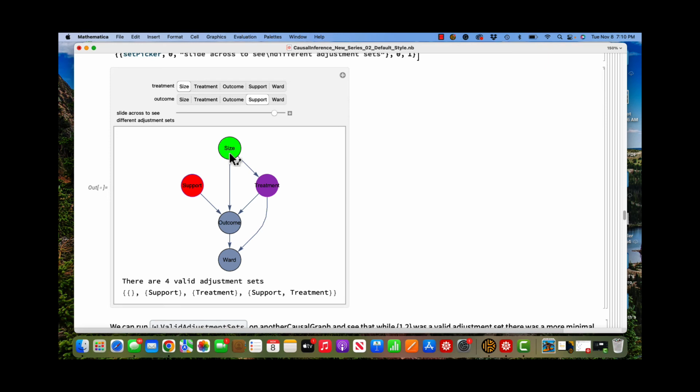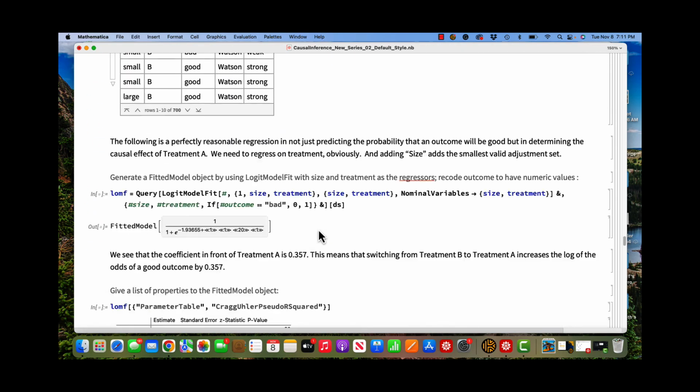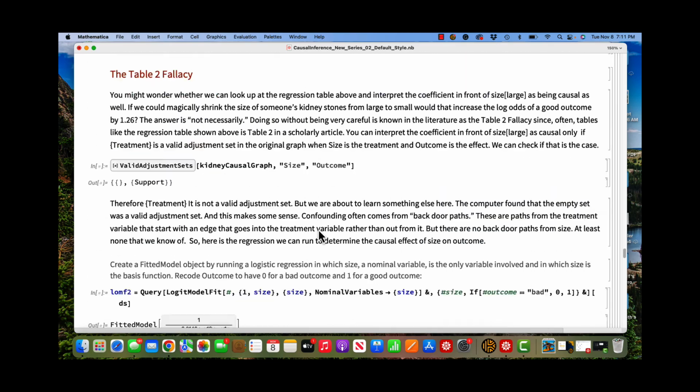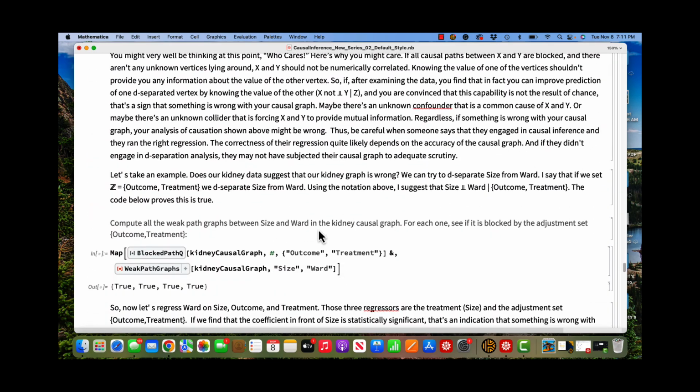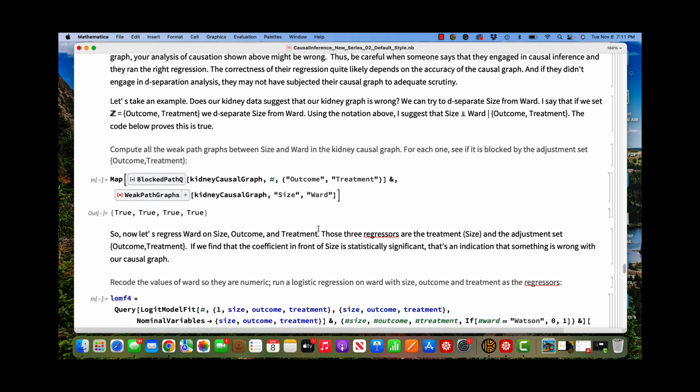If you're seeing that it looks like size does have an effect on ward after controlling for outcome and treatment, there's something wrong with your graph because there's some way or other that size is connecting to ward. Maybe there's an ancestor of size that connects to ward and there's a backdoor path to it. So this is how you can test for D-separation, and although it can't tell you that your causal graph is correct, it can tell you that your causal graph is messed up.